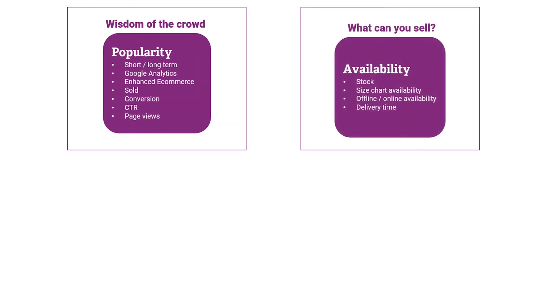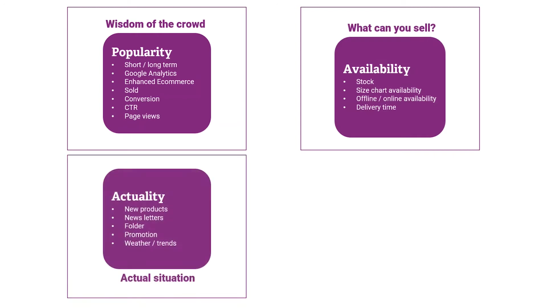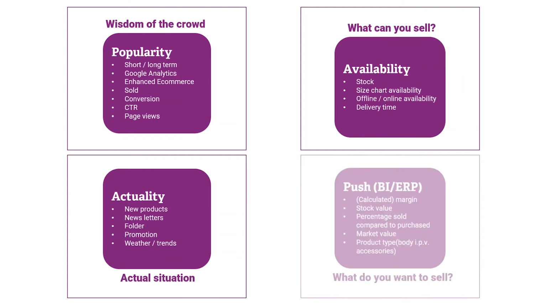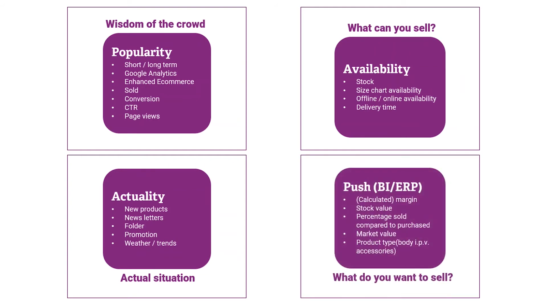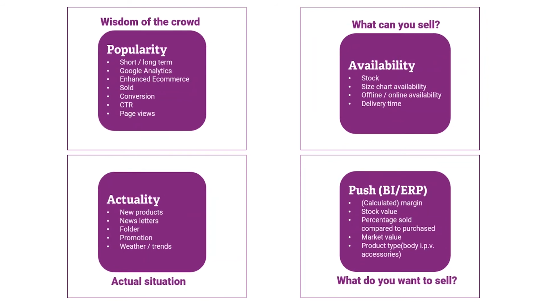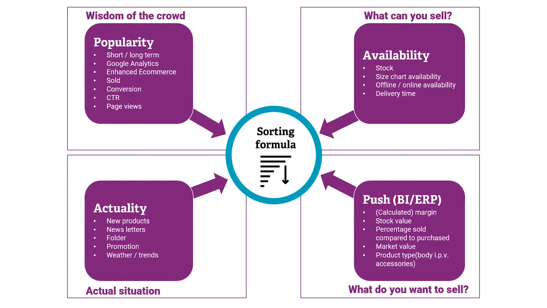Availability. Products that are well stocked and have a short delivery time. Actuality. New products. Products that have appeared in a newsletter or products from a certain trend. And push. Products that you want to sell for reasons such as margin, stock value, or market value. Incorporating a mixture of these four principles into your sorting options will yield very positive results.